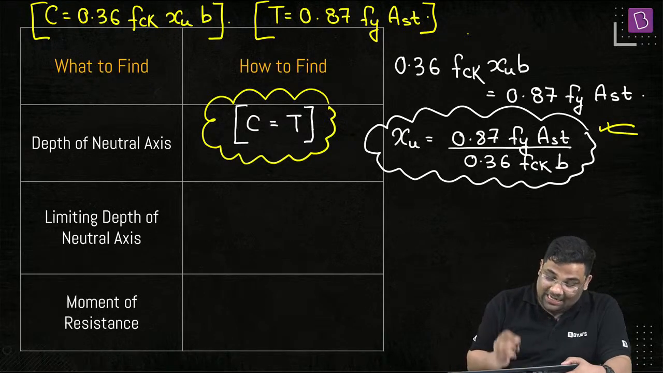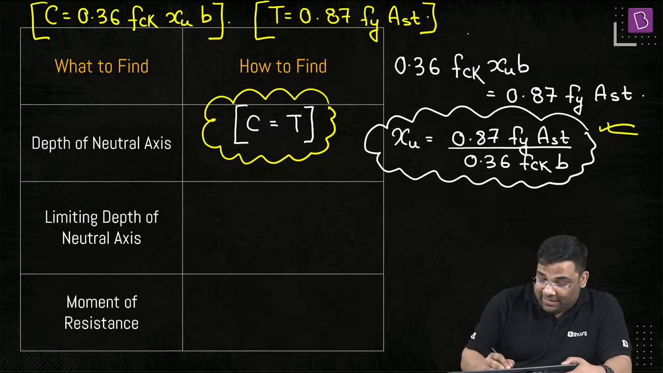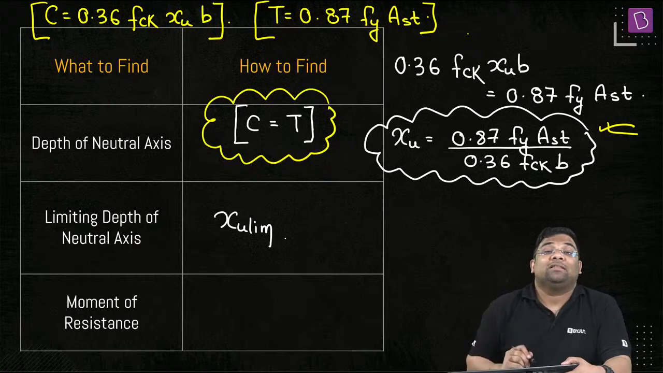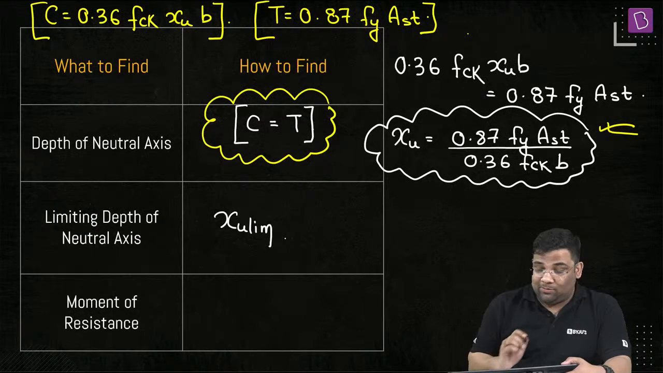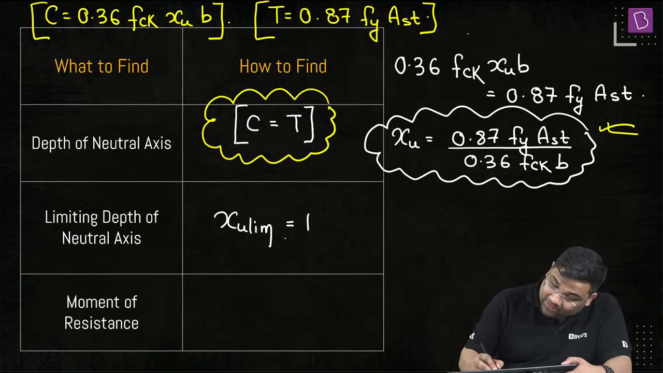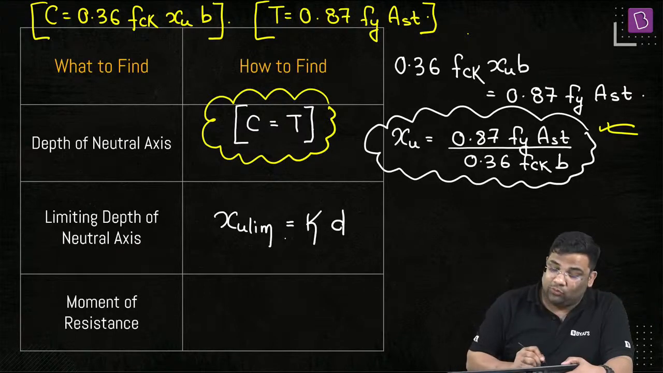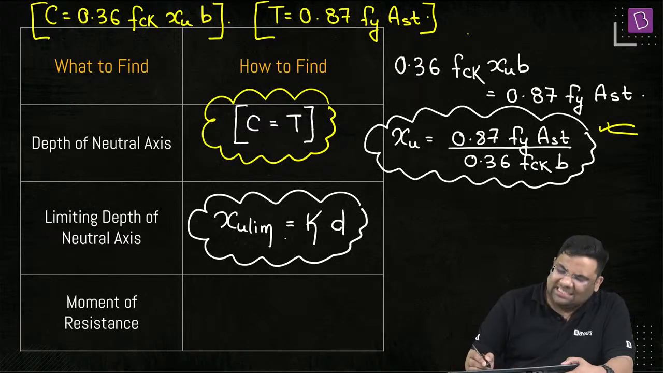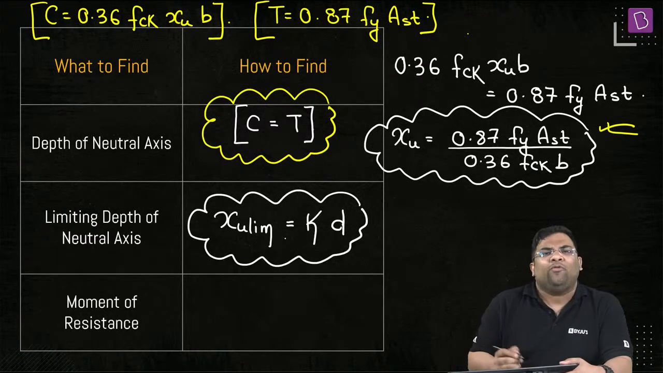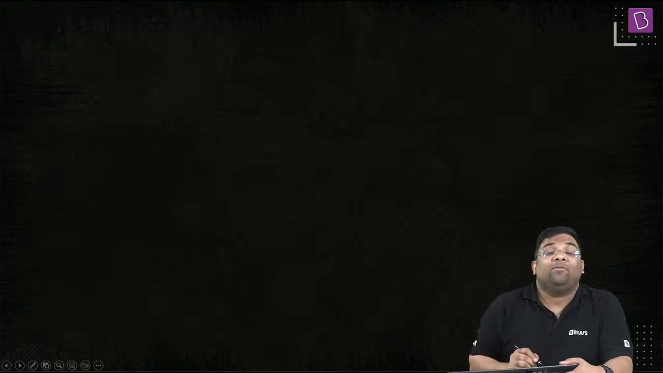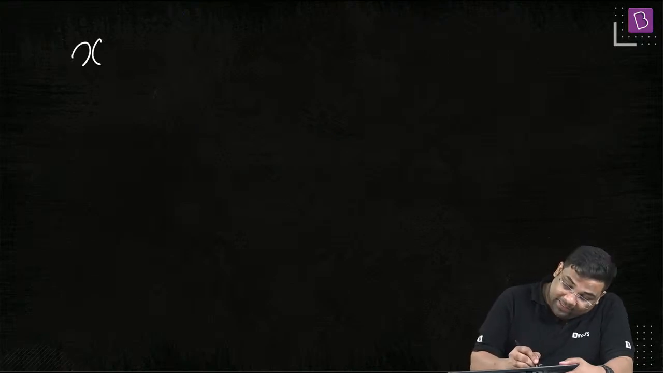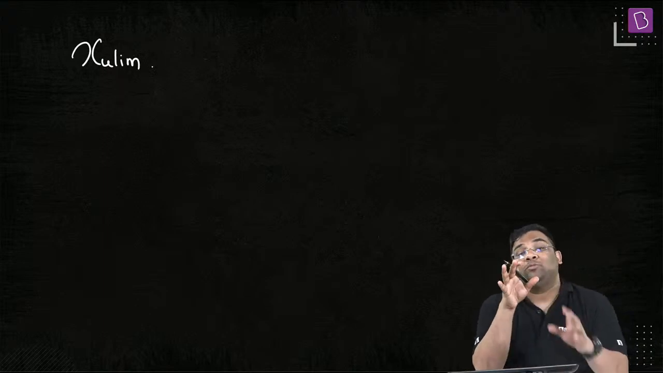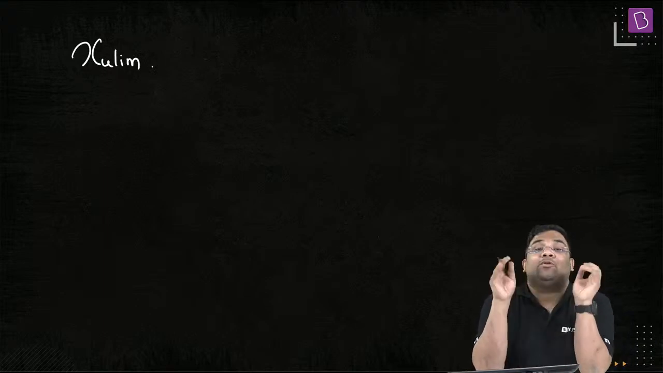The next thing, the limiting depth of neutral axis. That is Xu limiting. This limiting depth of neutral axis is equal to a constant K into d. What is this d? This is the effective depth. Now, how to find out the K? For that, you need to remember one formula. Xu limiting, the limiting depth of neutral axis, means the depth of neutral axis has to be limited within this particular value.